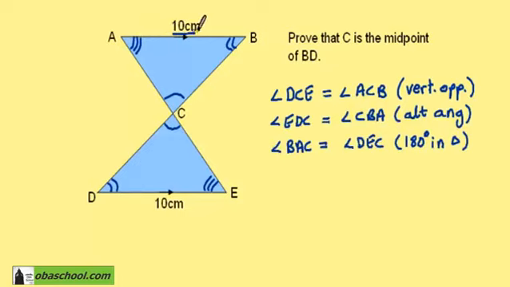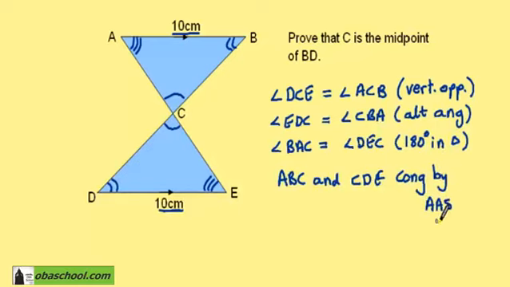The 10 centimeters here goes between the double marked angle and the triple marked angle. And so does the 10 centimeters just here. That means that they're corresponding sides. So ABC and CDE are congruent, and the reason is AAS, two angles and a corresponding side. So ABC and CDE are congruent.